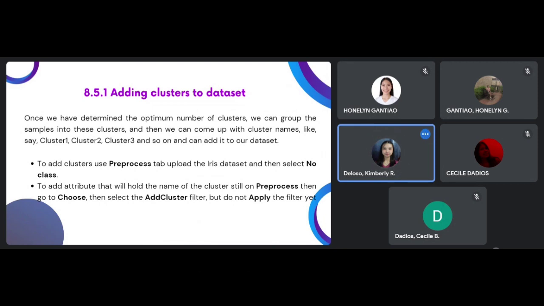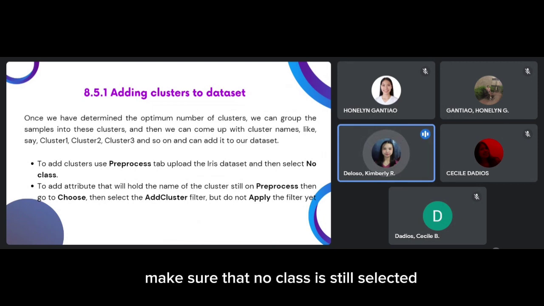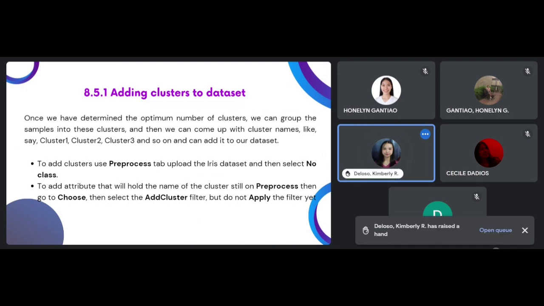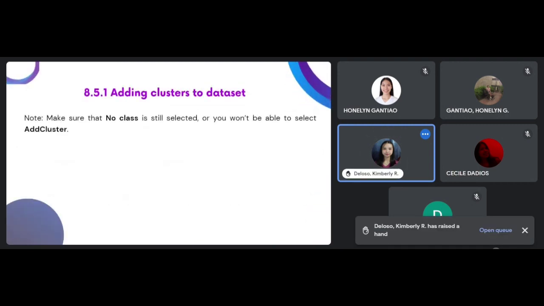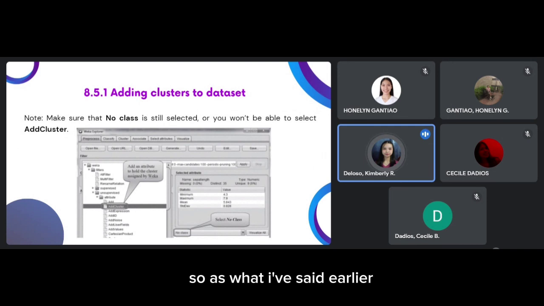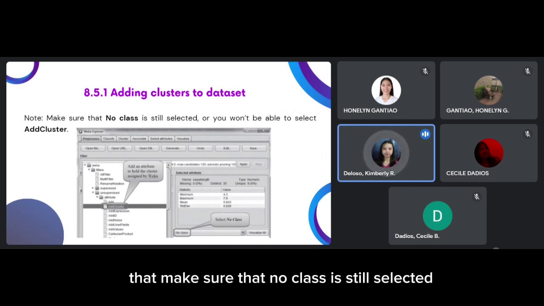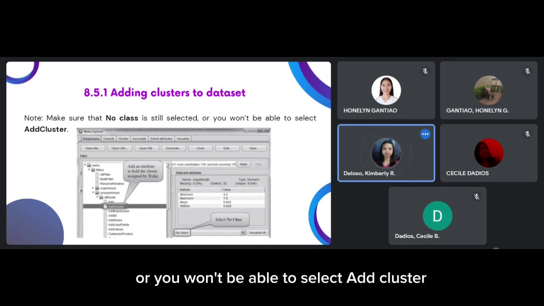filter yet. So take note, make sure that no class is still selected or you won't be able to select add cluster. As I said earlier, make sure that no class is still selected or you won't be able to select add cluster.